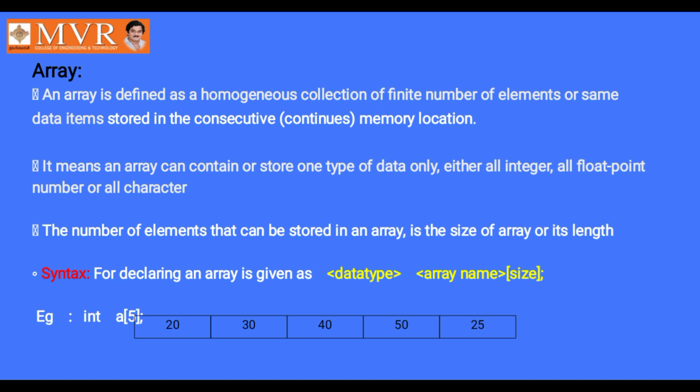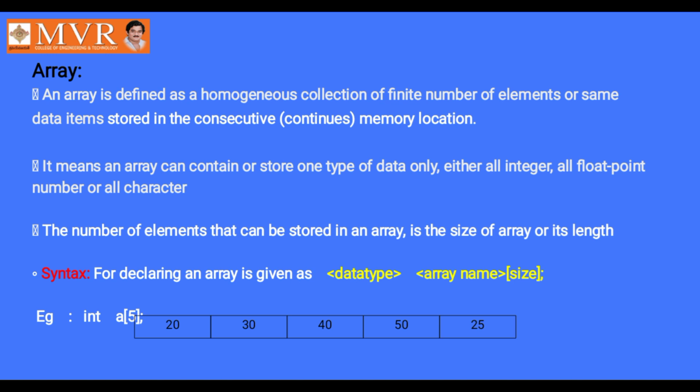Why is this array used in sorting? For sorting a list of elements, we have to take all the elements in an array. As we can see the list here, the elements 20, 30, 40, 50, 25. Here the elements are stored in the array. Like this only, whatever list of elements is to be sorted or searched will be taken into the array.